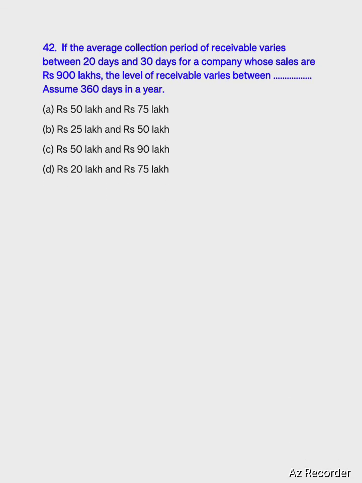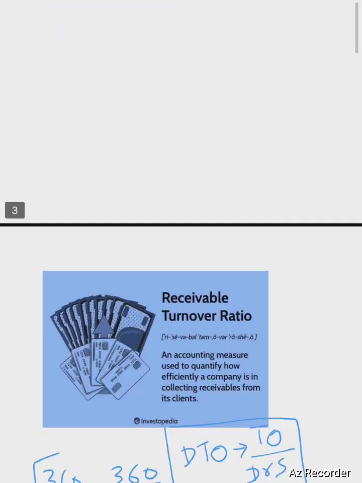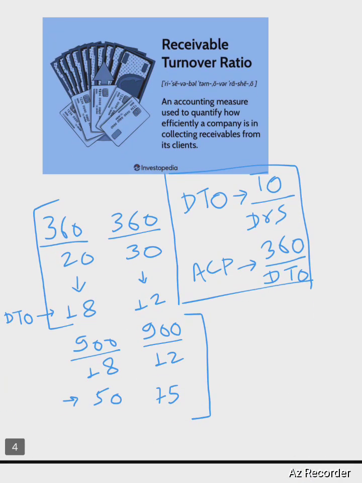Question 42. If the average collection period of receivables varies between 20 to 30 days for a company whose sales are 900 lakh, then the level of receivables varies between, assume there are 360 days in a year. So again, it's more of a question of receivable turnover. So what is the receivable turnover? It is an accounting measure which is used to quantify how efficiently a company collects its receivables. So debtor turnover ratio is equal to turnover divided by debtors.